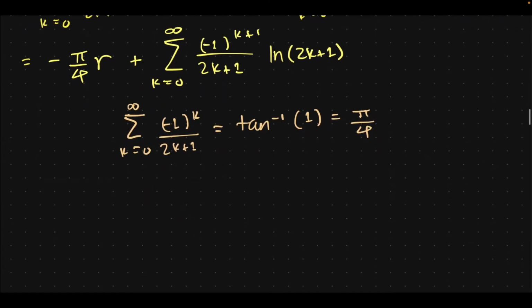Now there's one more thing we can do. Notice the very first term here is when k equals 0, we have natural log of 0 plus 1, natural log of 1, which is 0. So the 0 term is just 0, so we can just drop that out.